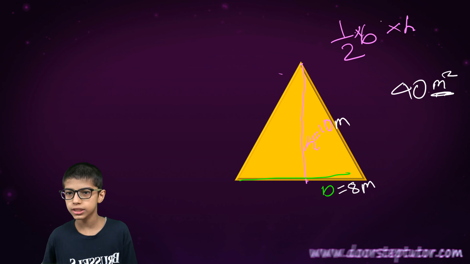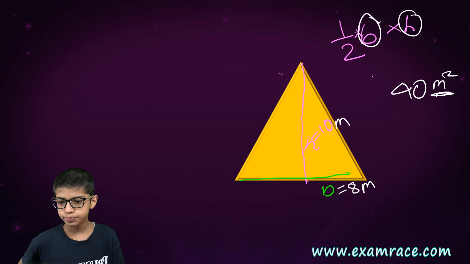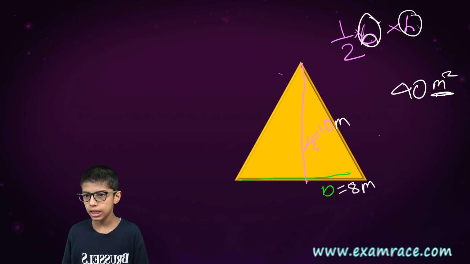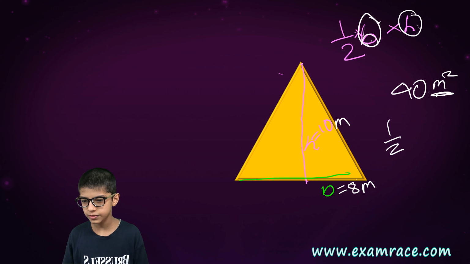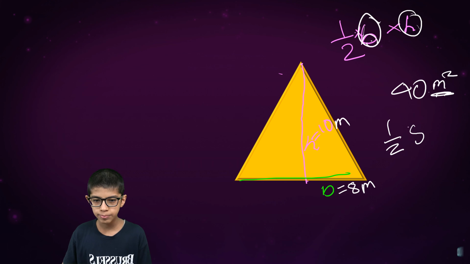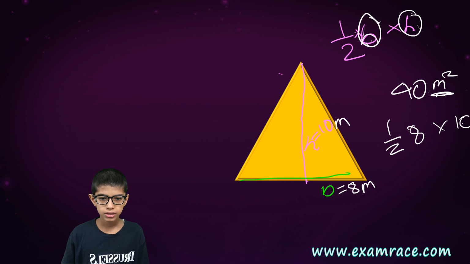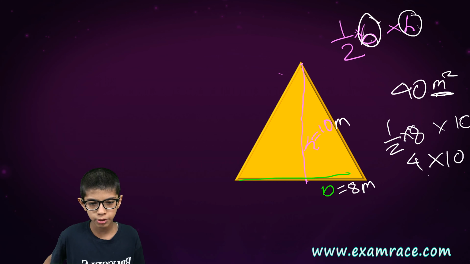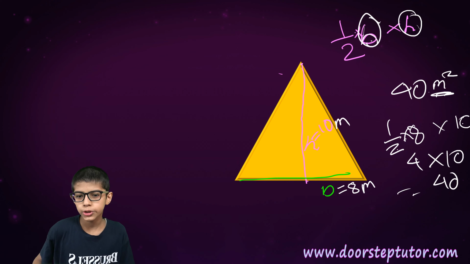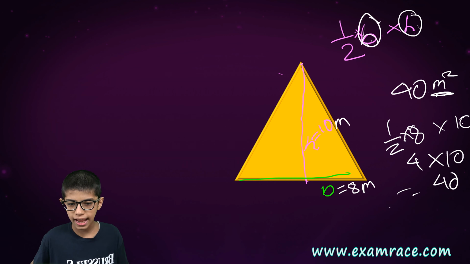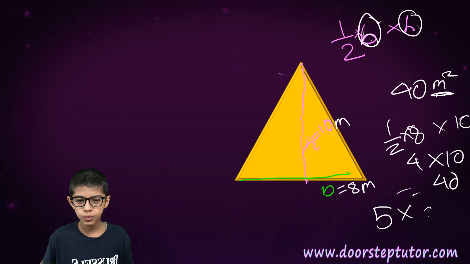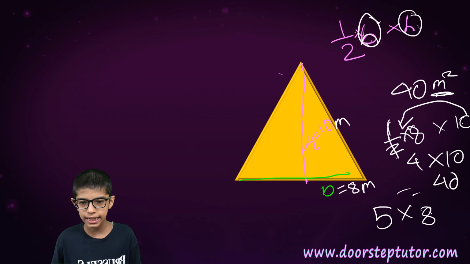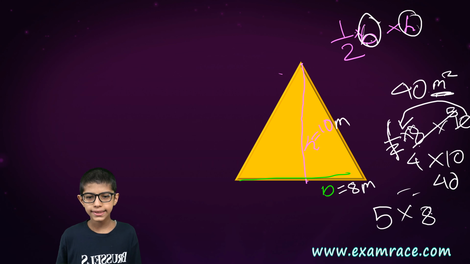But how did we do this? Yes, we placed the base and the height. So, half multiplied by base, which is 8. So, half multiplied by 8 multiplied by 10. Now, we solve it. 4 into 10, which is 40. You can also do it like 5 into 8. Why? Because you can bring the 10 here, then half it, and then multiply.